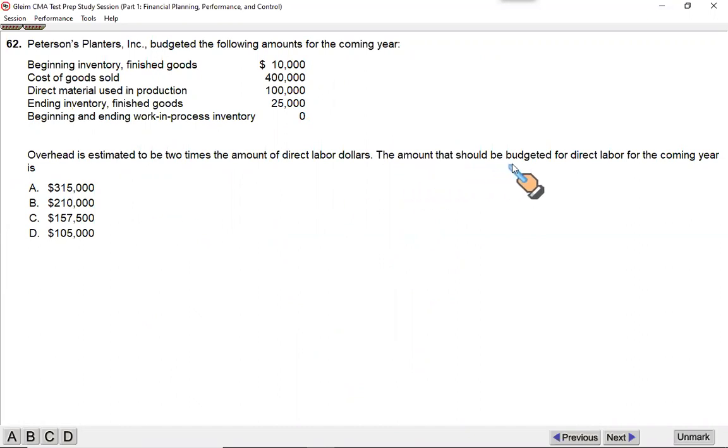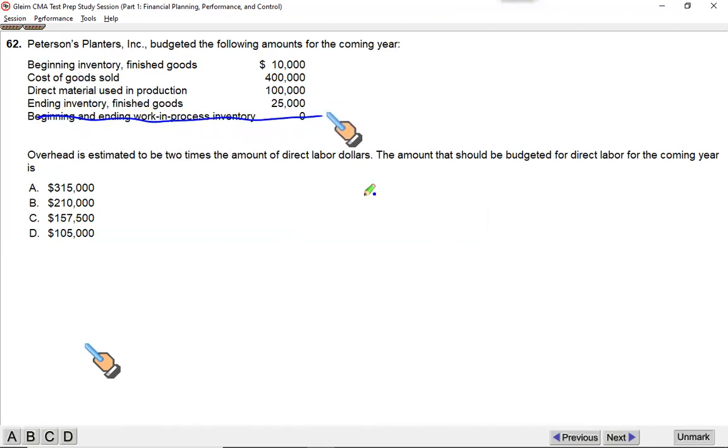The amount that should be budgeted for direct labor for the coming year. Direct labor in dollars. The question is a little different than the questions we have done earlier. Beginning inventory of finished goods, 10,000. All these are the budgeted numbers for Peterson Planters. Cost of goods sold, $400,000. Direct material used in production, $100,000. Ending inventory, 25. Beginning and ending work in process is nil.